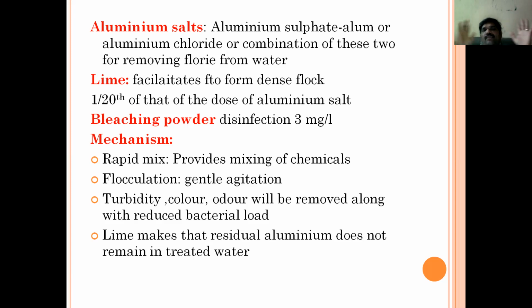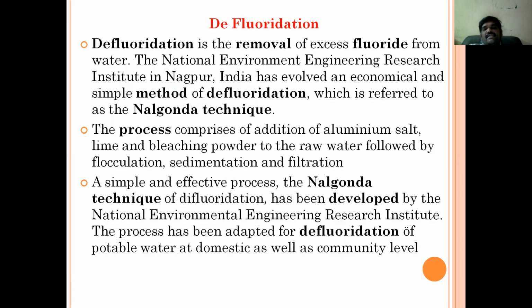The first one is aluminum salts. There are two types: aluminum sulfate, alum, or aluminum chloride, or even the combination of these two gives more flux. What are the components we need in this method? Aluminum salts, first one; second one, lime; third one, bleaching powder. These three are the components which we need for conducting this experiment. See what is happening here.